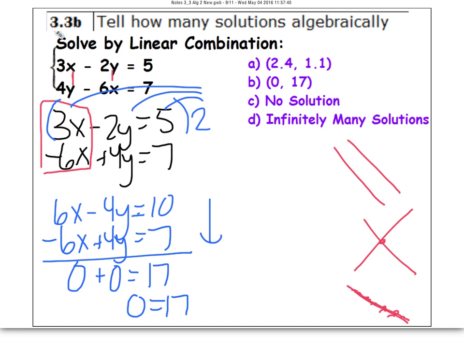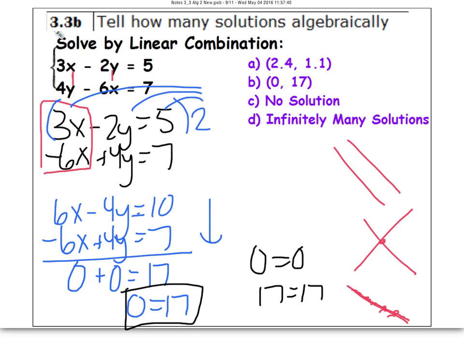It gave me a final answer. It said, hey, 0 equals 17. I look at that and I say, you're absolutely wrong. 0 is not 17. 0 equals 0, or 17 equals 17, that is true. 0 doesn't equal 17. So this actually is a special case.